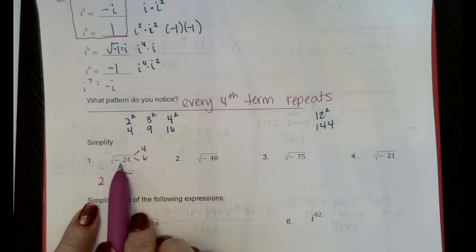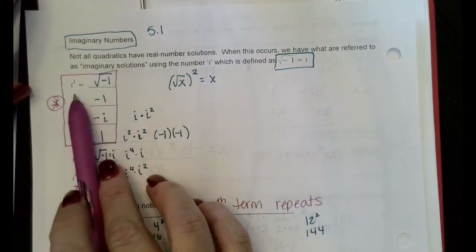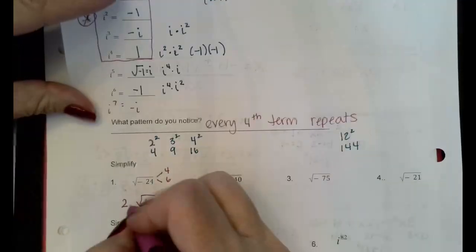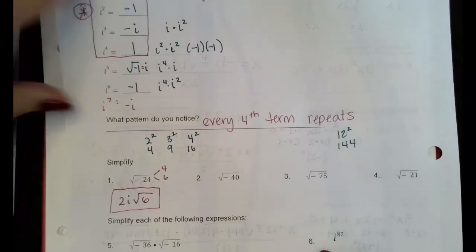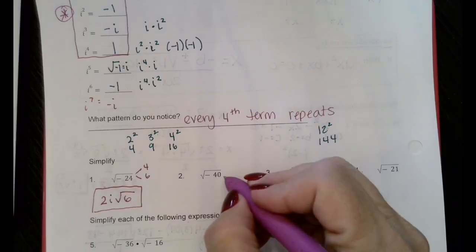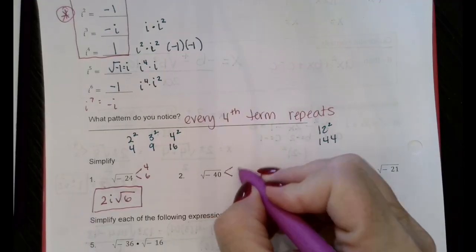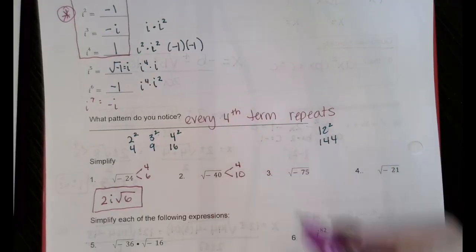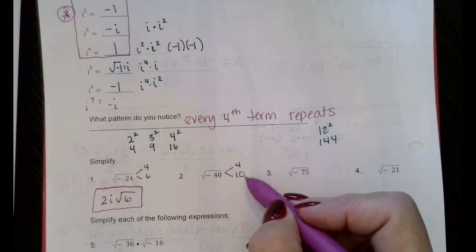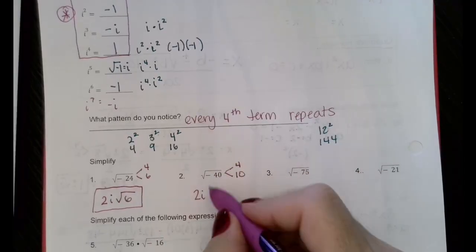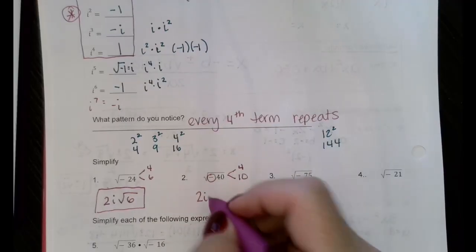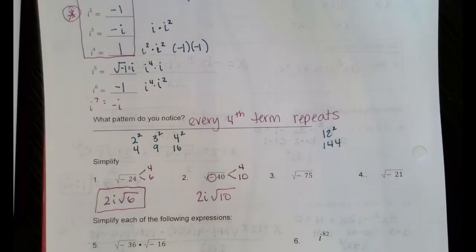But I also have this -1 that's in here. And because I have this negative, and I know that the square root of a -1 is i, I'm now going to pull the i out front. So this is my final answer. So if I look at -40, my perfect squares are 4 and 10 is what's left. So when I pull this out front, I get 2i. The i is there because it's negative, with 10 left inside the radical.